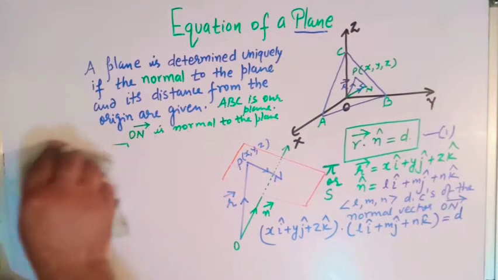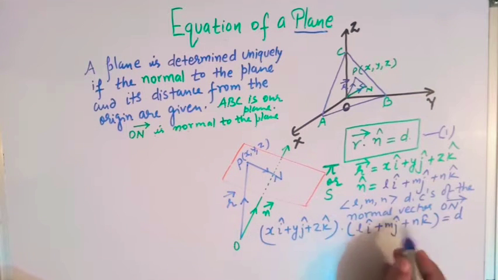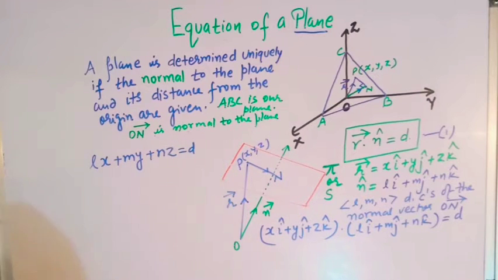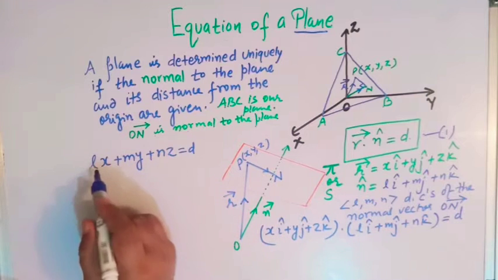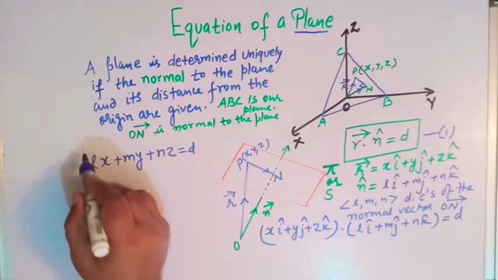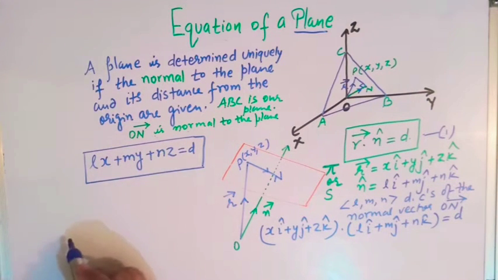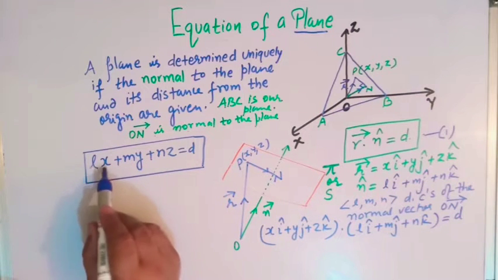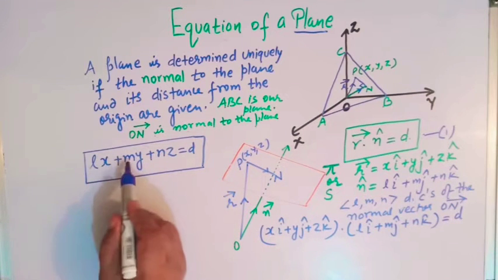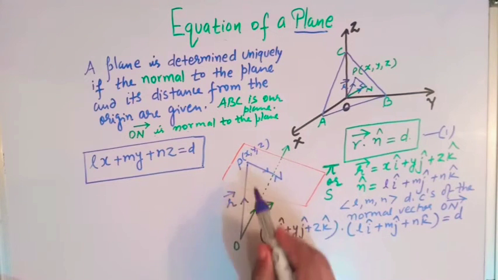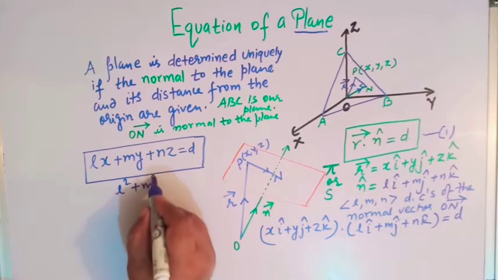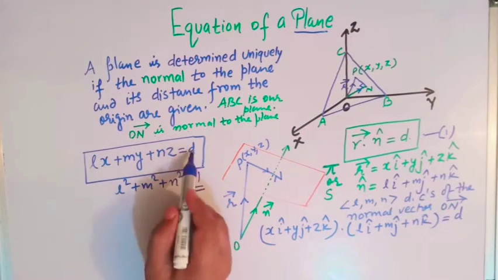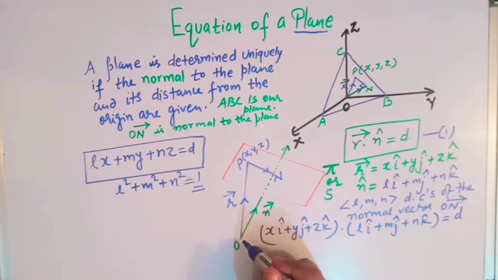Now taking the dot product of these two vectors, we get Lx plus My plus Nz equal to D. So this is the Cartesian form of the equation of a plane, where L, M and N are respectively the coefficients of x, y and z, and L, M, N are the direction cosines of the normal vector to the plane, provided we also have the condition that L square plus M square plus N square should be equal to 1, and D is the distance of the plane from origin.